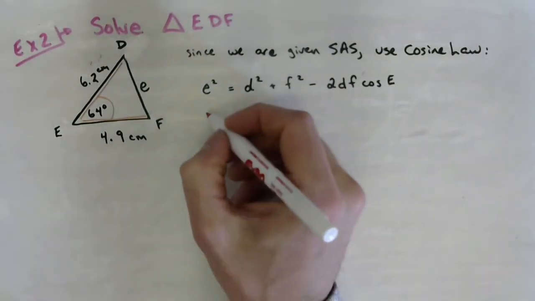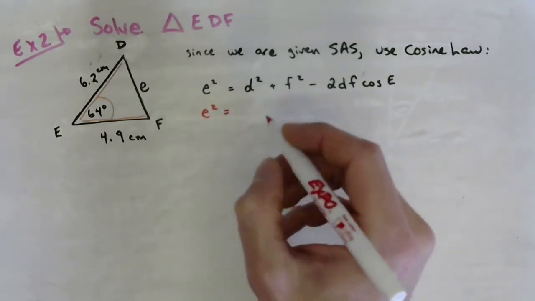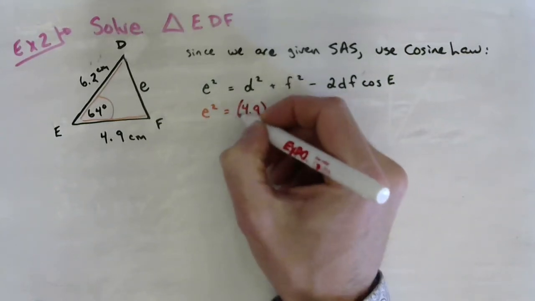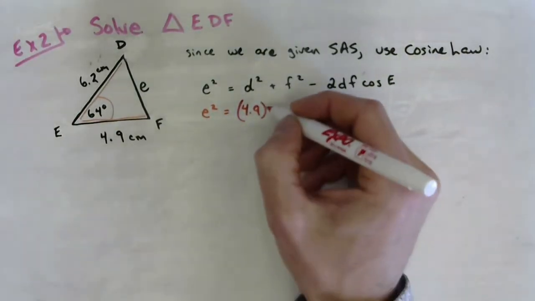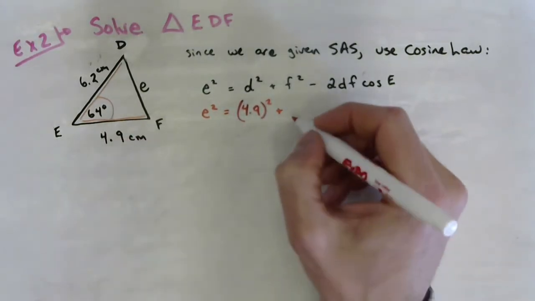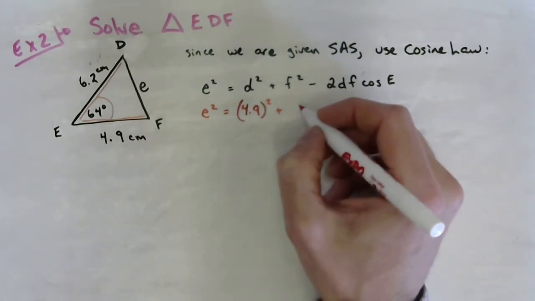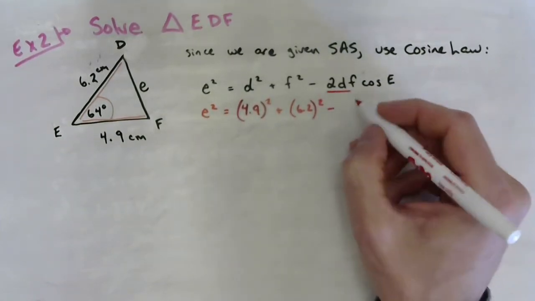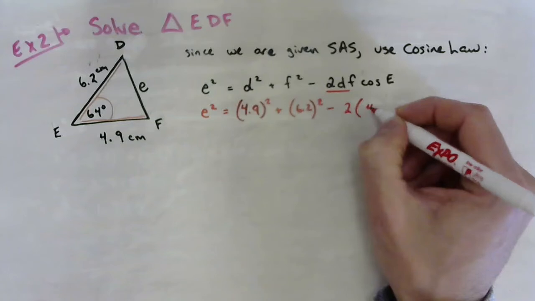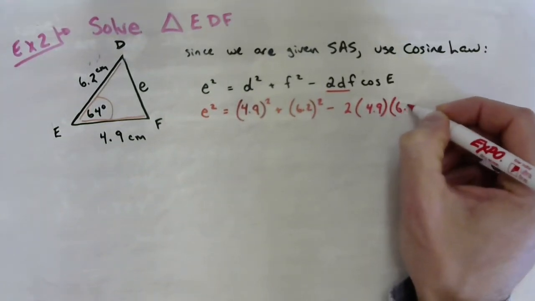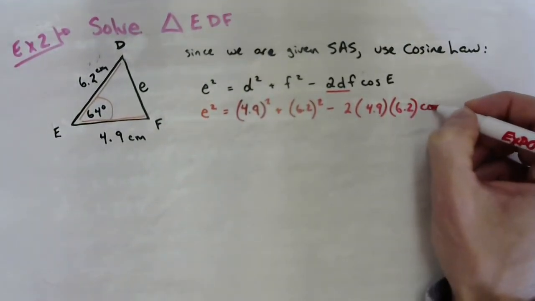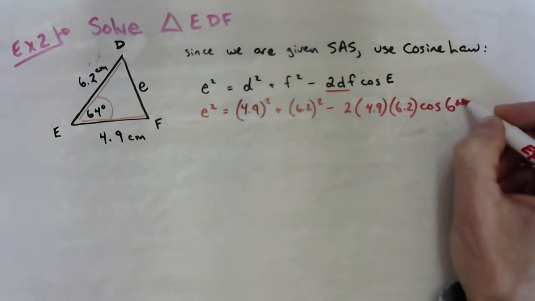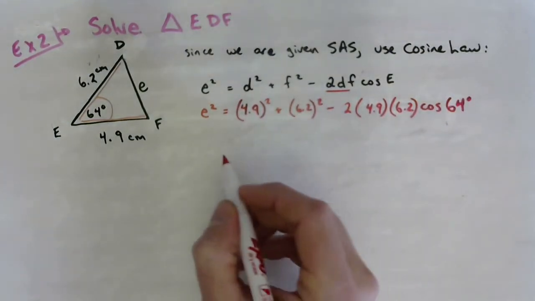And I'm ready to plug in the information that I know. D is 4.9. And again, it doesn't even matter if I do D first or F first, as long as I got the squares of the two other sides added up. 6.2 squared, and then 2DF, 2 times 4.9 times 6.2. Again, doesn't matter what order those are in. And then the cosine of the contained angle, which is the cosine of 64 degrees.